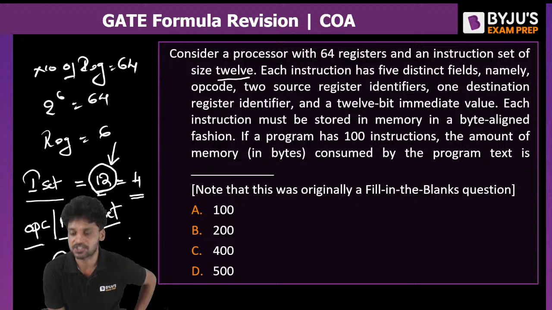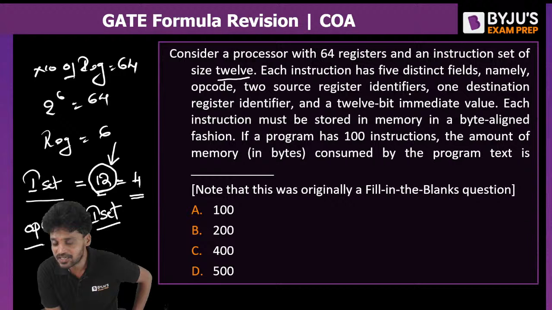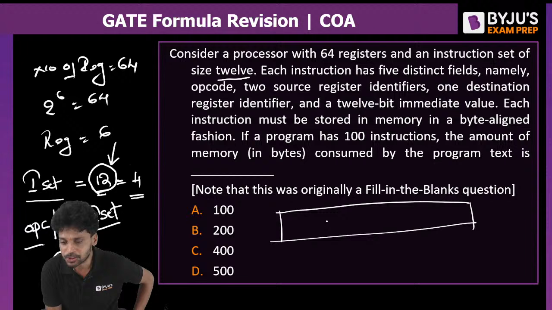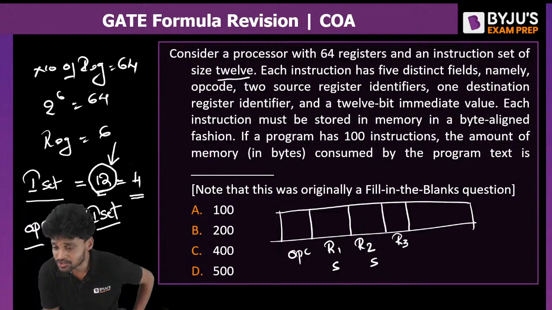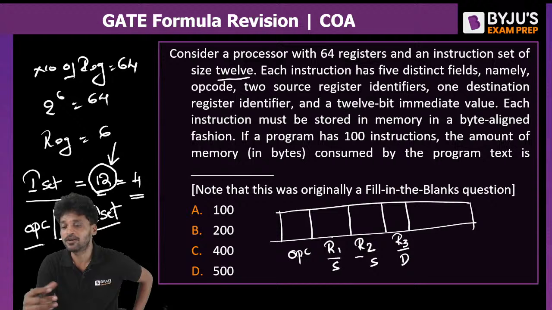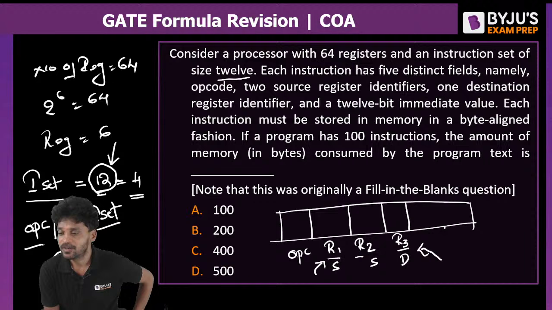Then two source register identifiers. I'll draw this way, the instruction according to the question: there is one opcode followed by two source register identifiers, meaning two source registers, and one destination register identifier, that is one more register, the destination register. So when an instruction is getting executed, there will be two source operands and one destination operand, and these operands will be used in an operation, and finally the result will be transferred to the destination. So nevertheless, there will be a total of three registers, R1, R2, R3, followed by what? A 12-bit immediate value. There is an immediate operand, which is equal to 12 digits.